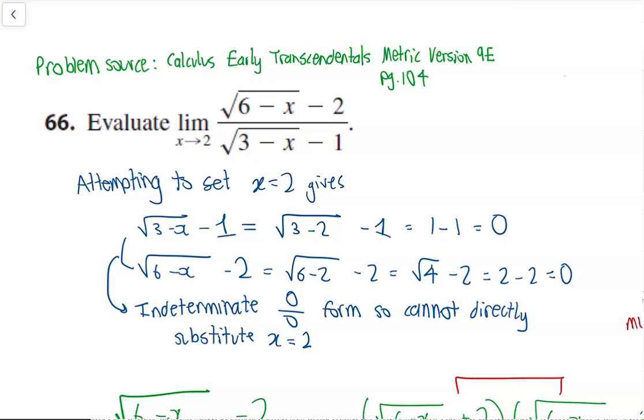First thing we could try is to set x equals 2, but the problem is that the numerator and denominator both end up equaling 0. If you put square root of 3 minus 2 and then minus 1, you get 0, and if you put square root of 6 minus 2 and then minus 2, you also get 0. So you get indeterminate 0 over 0 form. This means you cannot directly substitute x equals 2 to find the limit.